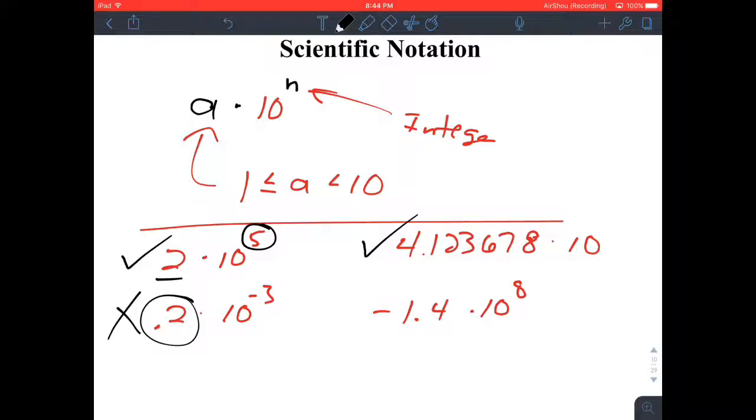This third one is scientific notation. The number at the beginning is at least 1, it's less than 10. Multiplied by 10 to an exponent. The exponent is not written there, but it's a 1. The fourth one is not scientific notation because it is negative, and it needs to be positive to be in scientific notation.